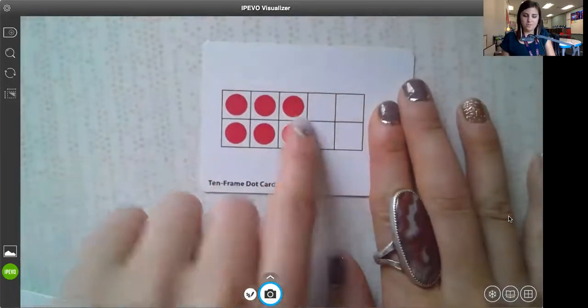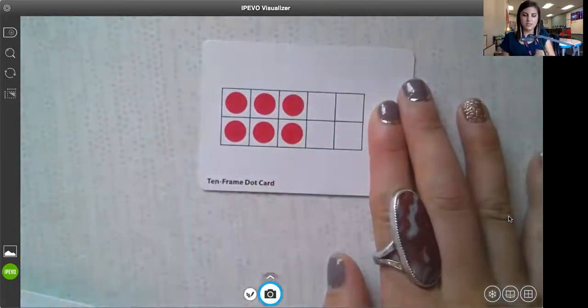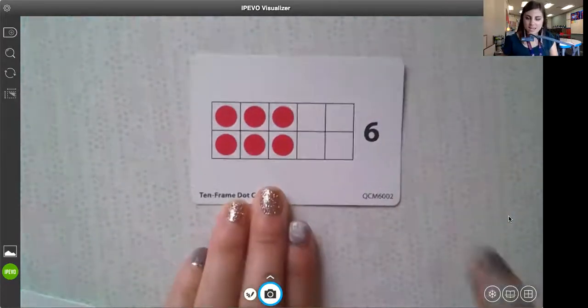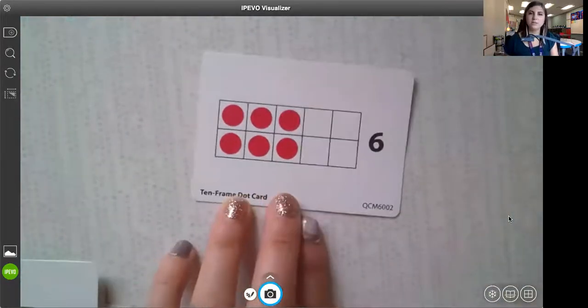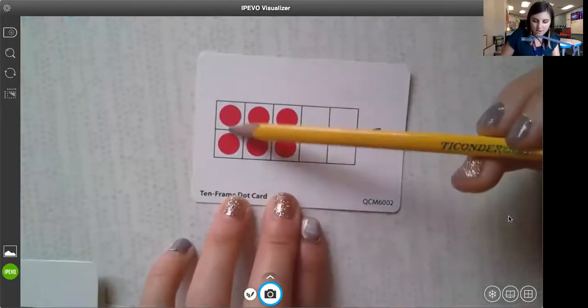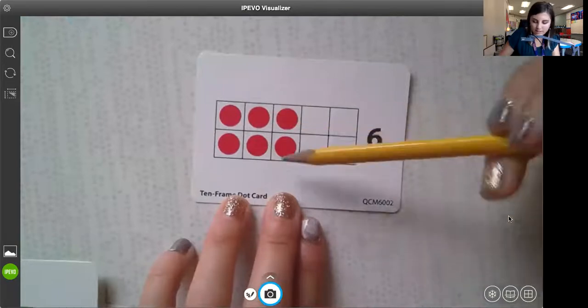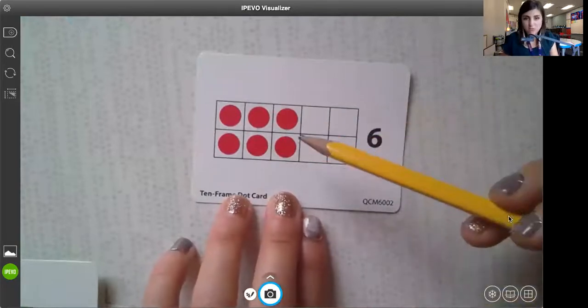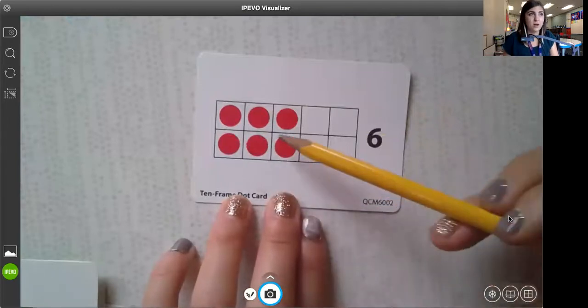Ooh, what about this one? We have 3 on top. 1, 2, 3. Plus another 3 more. 1, 2, 3. Is 6 an even or an odd number? It'd be even because look, they all have partners. They're going to go to the store together. They're going to go to a concert together. And they're going to go on a road trip together. They all have partners.